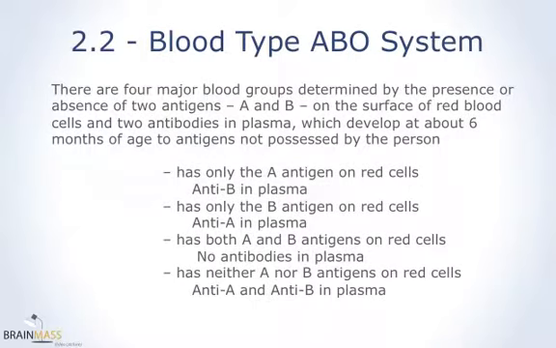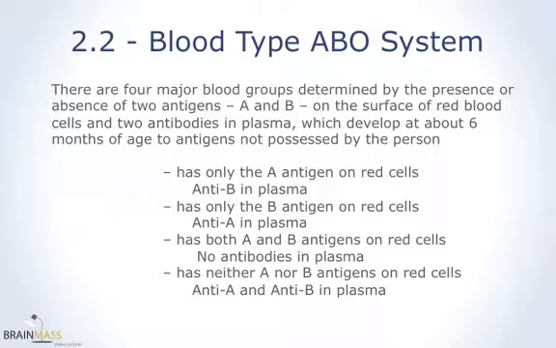There are four major blood groups, and they are determined by the presence or absence of two particular antigens, antigen A and B, located on the surface of red blood cells. We also have two antibodies present in plasma, and they develop at about 6 months of age against antigens that the person does not possess.